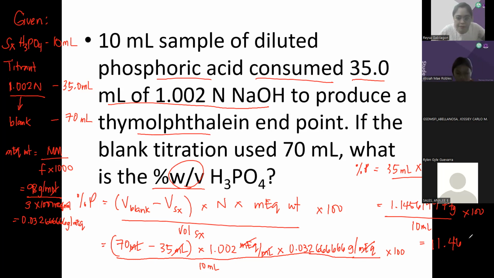Since we are computing for the percent purity, you don't actually need to write the grams per mL. You can directly write the percent, and then you may just write weight per volume. So that is fine, directly. So this is the answer here, 11.46%, okay?